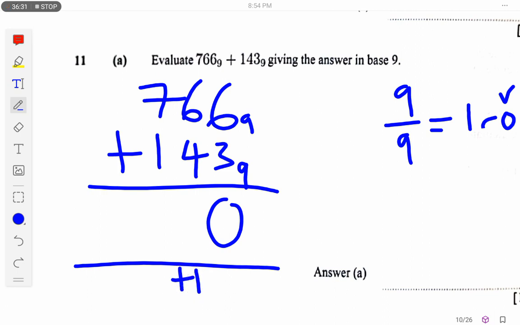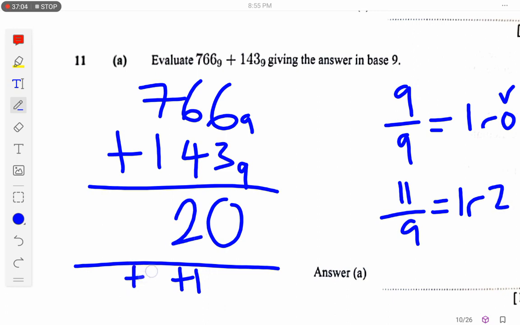Or else what I can also do is, when I say 6 plus 3 is 9, I cannot write 9. How many whole sets of 9 do I have? One. So I cannot write 9. I say 9 minus 9, that's a 0. So I write my 0 and I carry a 1 because there was a whole set of 9 there. Then we have 6 plus 4, that's a 10, plus the 1 there, so it's going to be 11 divided by 9. This is going to be 1, remainder 2. We write our remainder and we carry our 1 there.